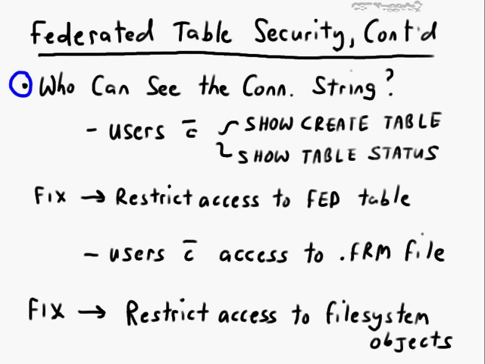First, who exactly can see the connection string besides our root or administrative users? Well, really at base, any MySQL user who has the ability to run show create table against the federated table or show table status can see the code, can see the create table statement, and therefore can see the connection string. Therefore, the fix is just a general best practice really for any good DBA, and that is to restrict user access to the federated table in general.